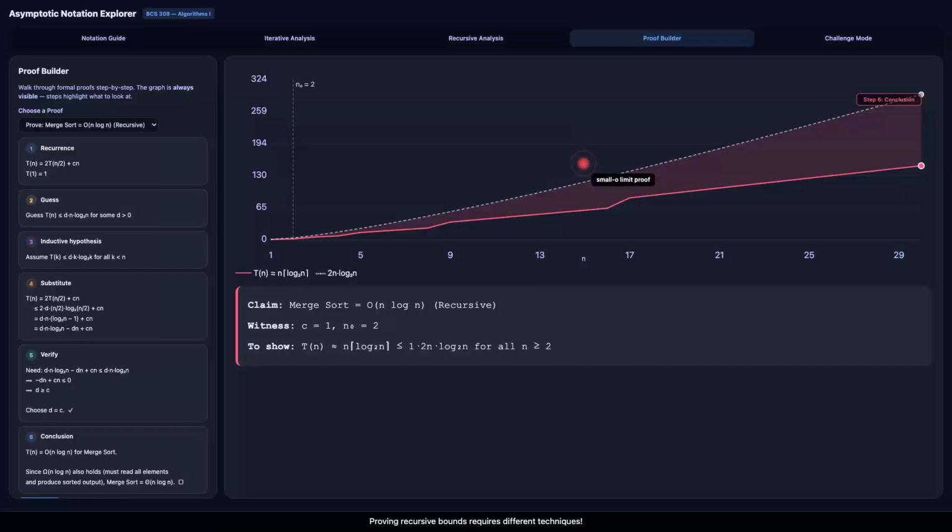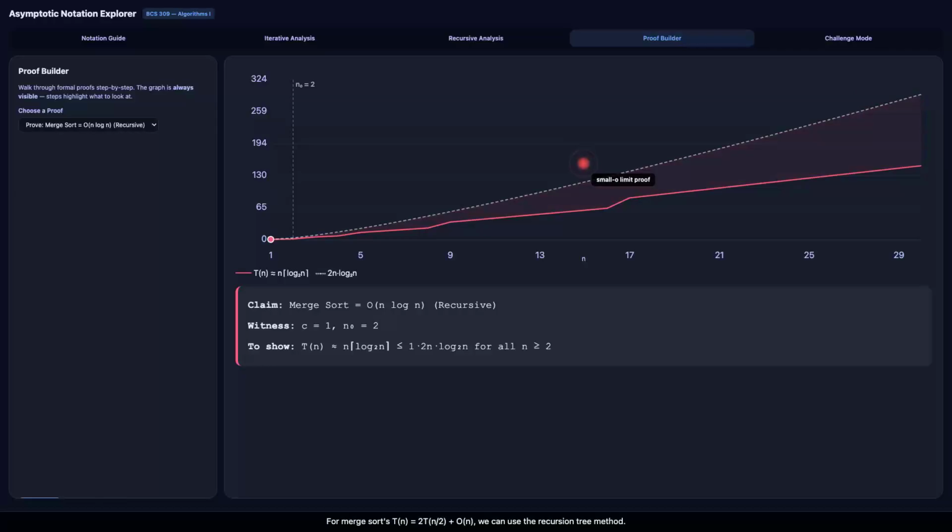Proving recursive bounds requires different techniques. For merge sort, T(n) equals 2T(n/2) plus O(n), we can use the recursion tree method. The tree has log n levels, each doing O(n) work. Level 0 does cn work, level 1 does 2 times cn over 2, which equals cn work, and so on. Each level contributes exactly cn work, and there are log n levels, giving us cn log n total work. Therefore, T(n) equals O(n log n).